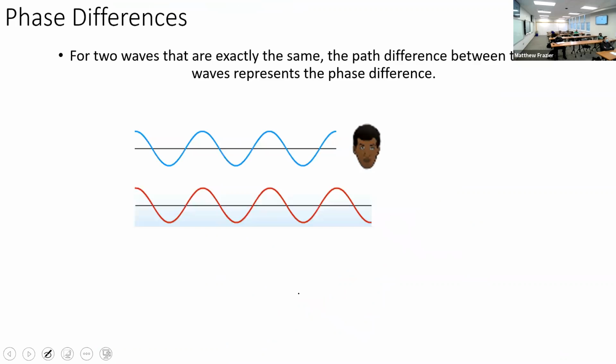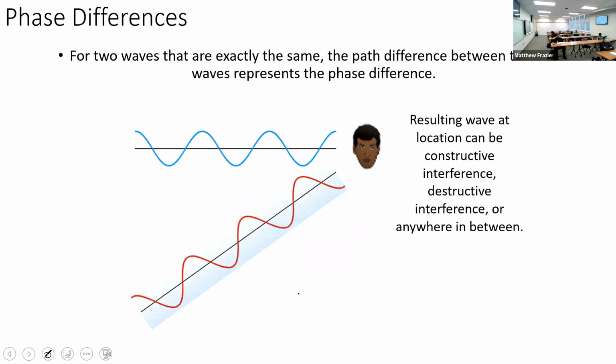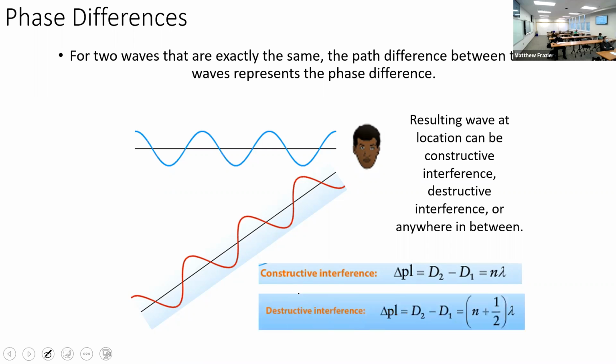All right, if the waves are exactly the same, the path difference represents the phase difference. And so you could have any sort of constructive or destructive interference, but identifying whether it's constructive or destructive is based on the path difference being either an integer number of wavelengths, or, for destructive, an integer plus 1/2 number of wavelengths.